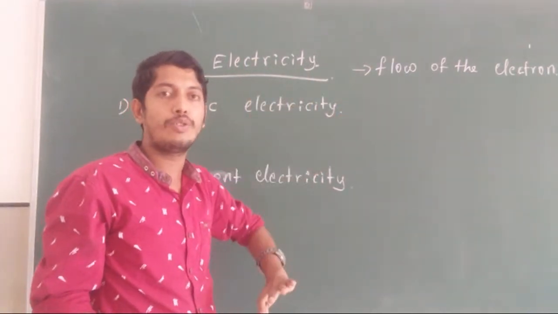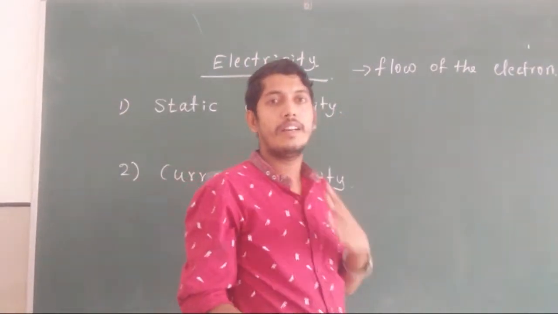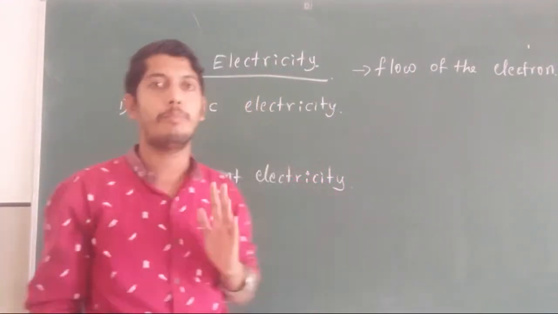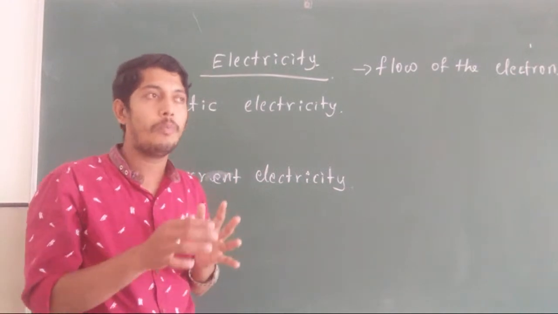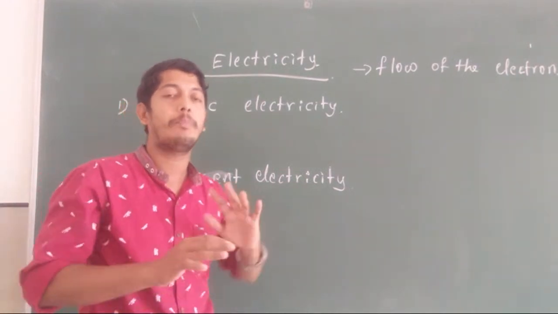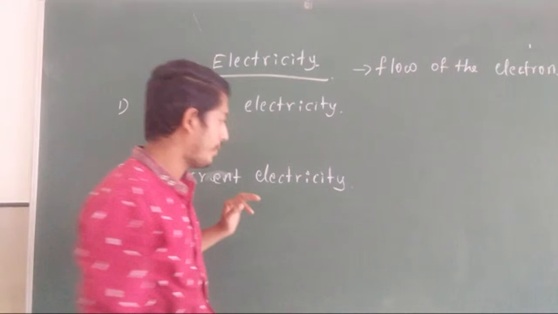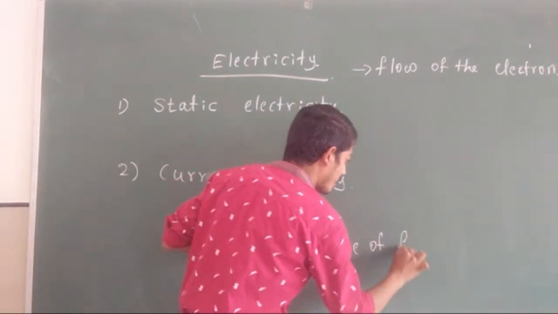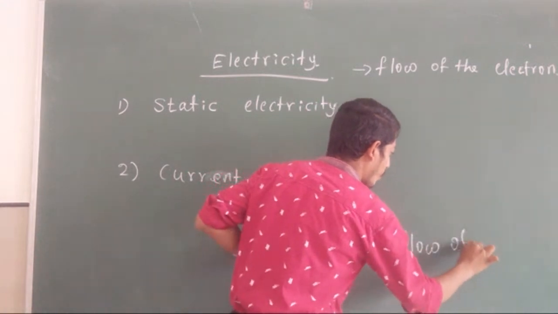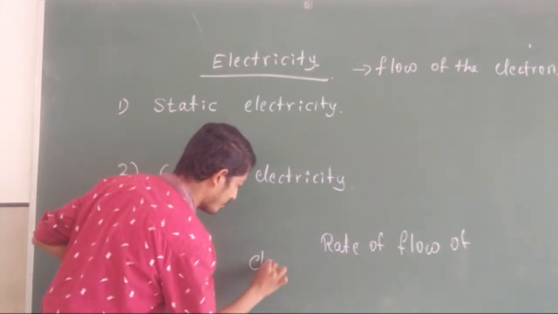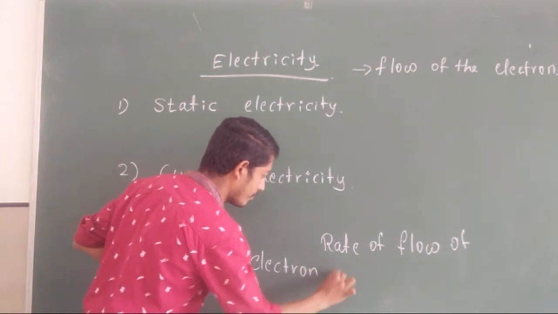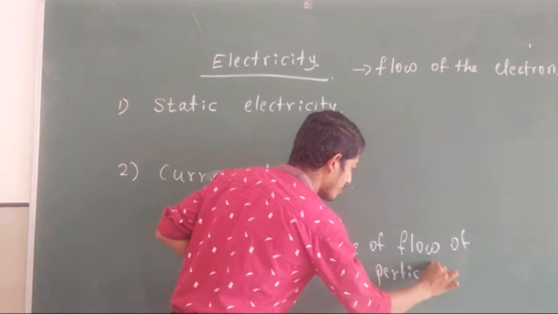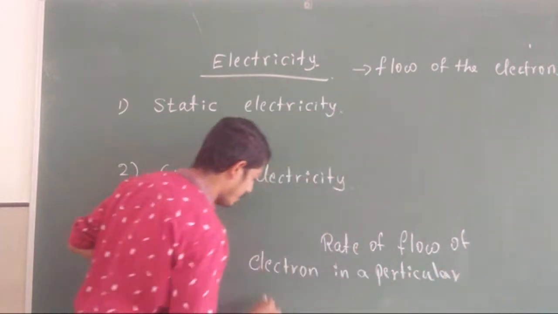The actual definition is that electricity means the rate of flow of electrons in a particular direction. That is simple, the rate of flow. That means how many electrons are moving at a particular time. I will write the definition here: rate of flow of electron in a particular time.